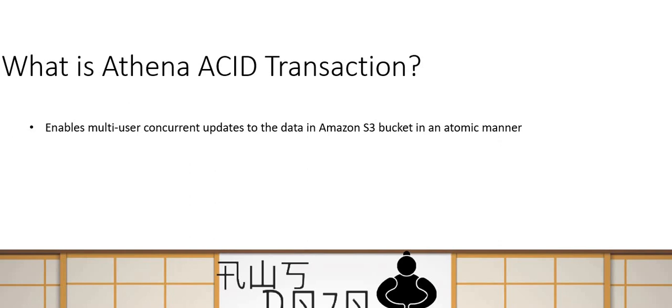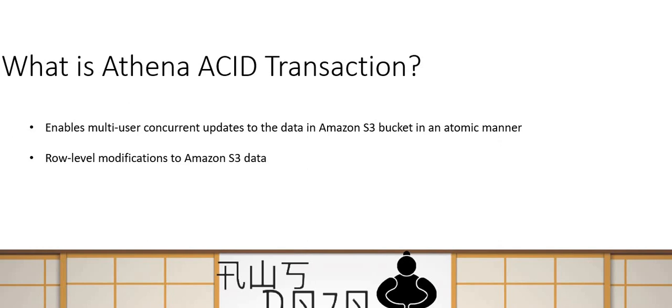When we talk about ACID transactions, basically we are talking about how multiple concurrent users can update data in an S3 bucket in an atomic manner, so in a consistent fashion. And when we are talking about updating the data, we are not talking about updating the data at the object level, at the file level. We are talking about updating the data at the row level.